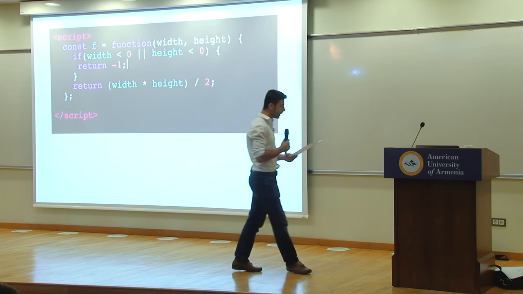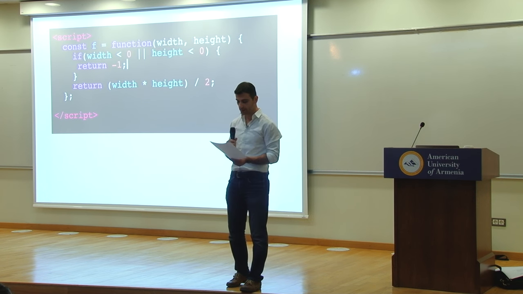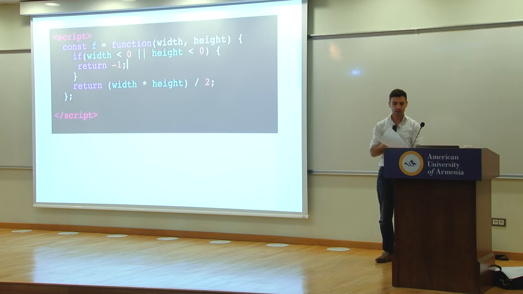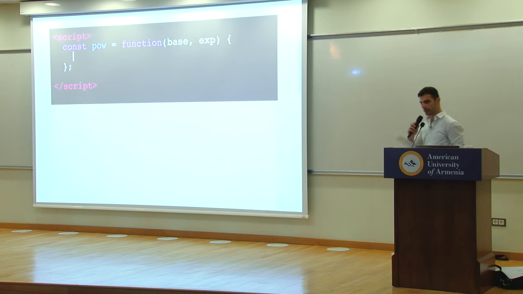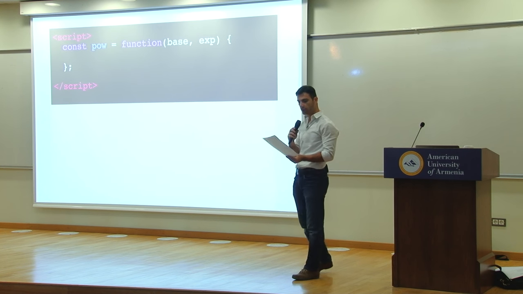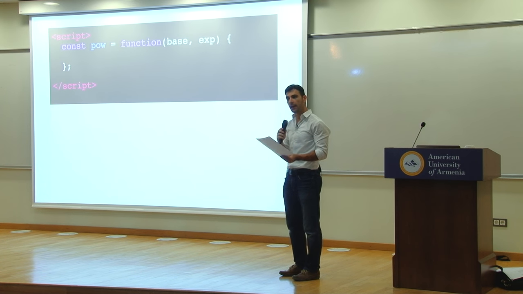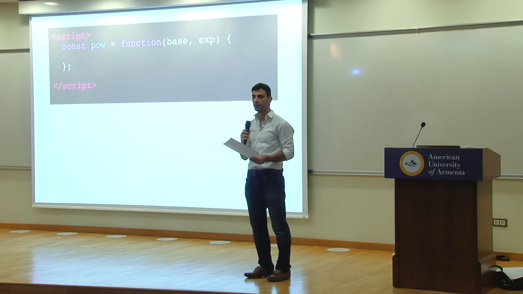Good. Let's move on. So the next one: create a pow function which, given two arguments, base and x, x for exponent. So right off the bat, let's just do that. Create a pow function with base and exponent as arguments. Okay, so we've done the first part. We've created a pow function with two arguments. We'll return the base to the power of the given exponent. In other words, we have to multiply the base times itself x number of times.